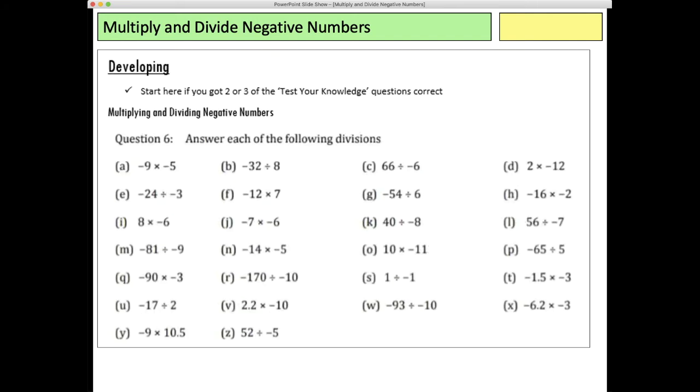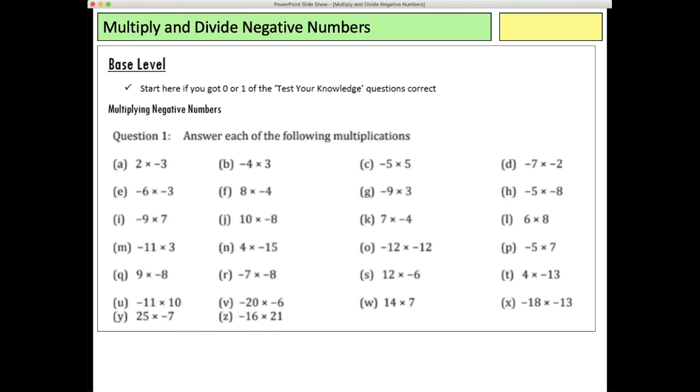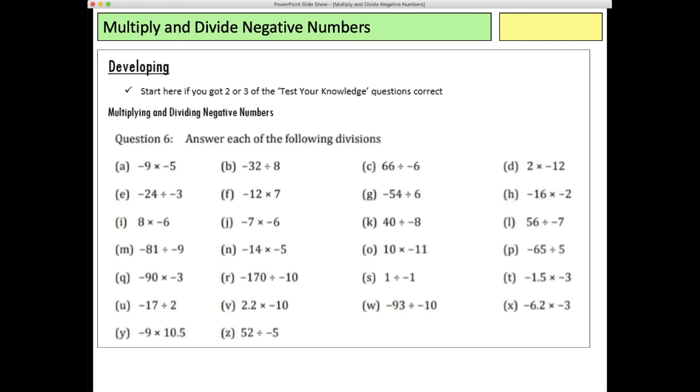Okay, so if you didn't get any of those right, I'm going to suggest you have a go at these ones. If you got between 0 and 1 right, have a go at these base level questions. These are just your basic ones, and practice a load of these, okay? Go back, have a look at what we've done, and have a go at all of these questions. If you got between 2 and 3 right, have a go at these questions here. They're a little bit tricky, and they get trickier towards the end. So if you got between 2 and 3, have a go at the developing level.